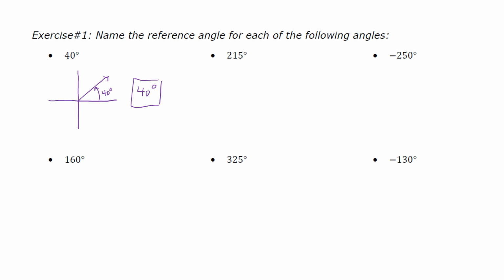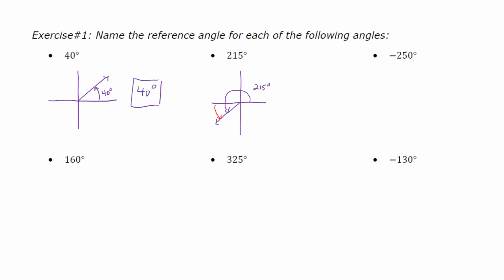All right, next, 215 degrees. 215 degrees will take me all the way into my third quadrant. So my reference angle would be from the terminal side to the x-axis. Let me get a different color here so you can see the difference. So this would be my reference angle.